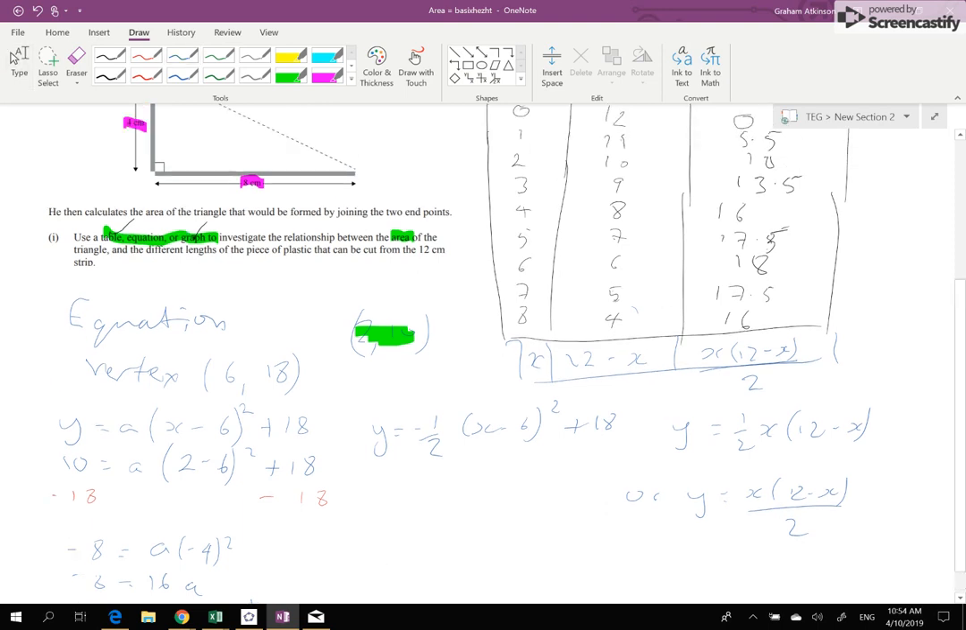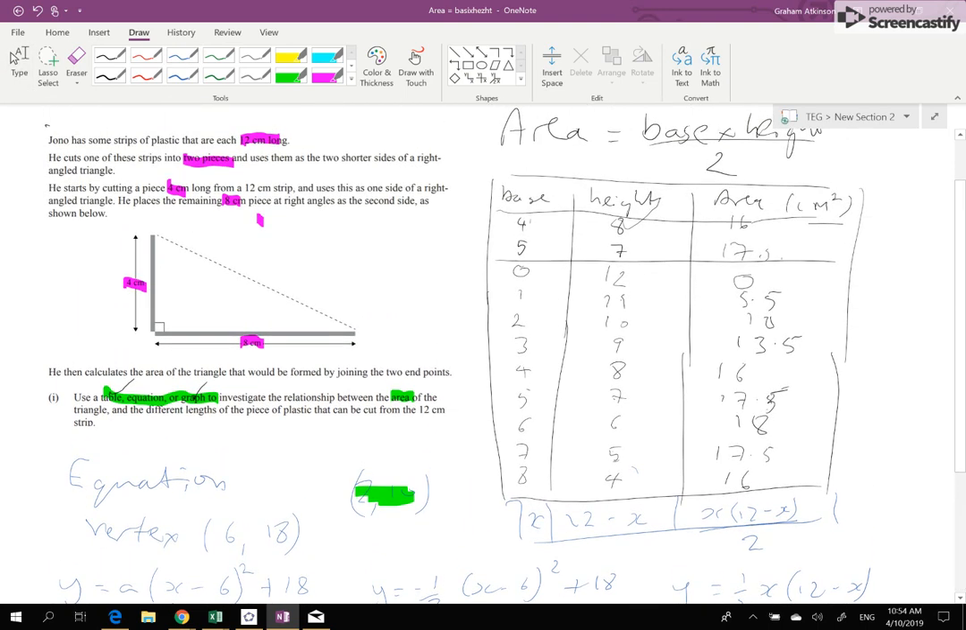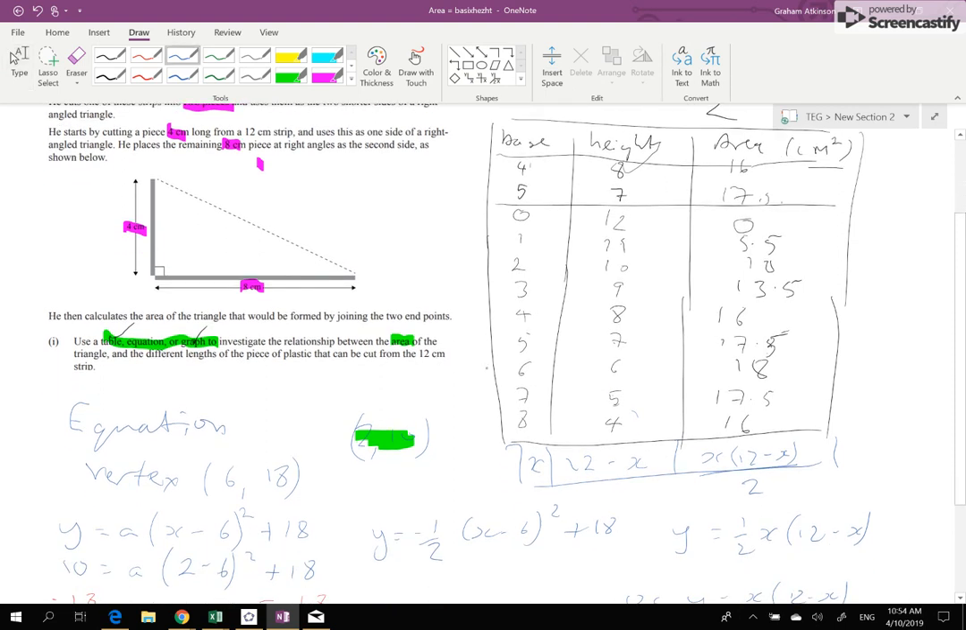But none of this changes the fact that in my situation, when I did my investigation, as my number got closer to 6, the area got bigger, and as it got further away from 6, the area got smaller. Or as it got closer to these two numbers being the same, I got the largest area. So that was how to approach one of these questions.